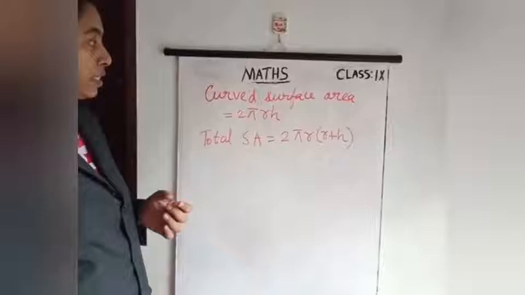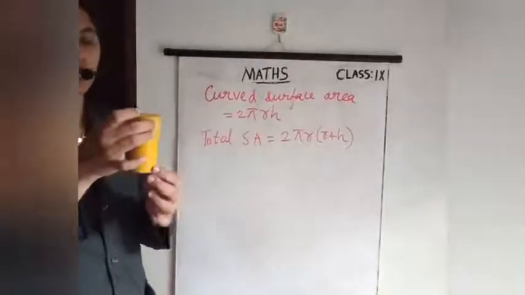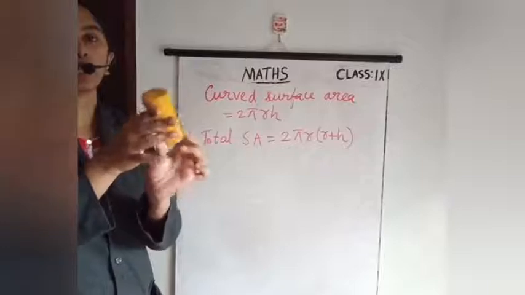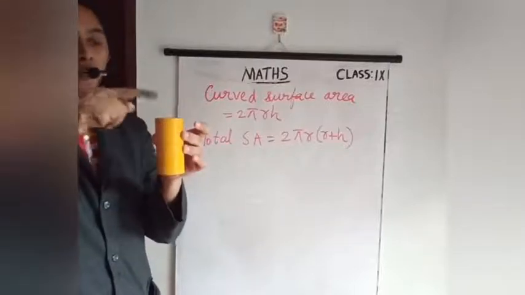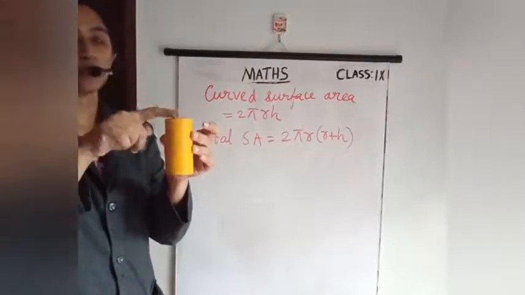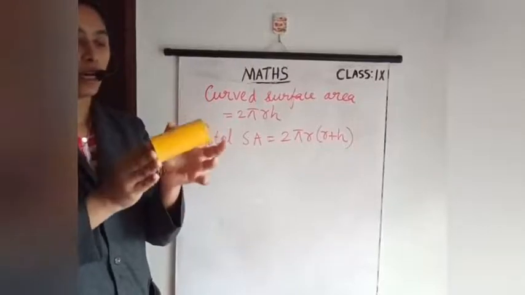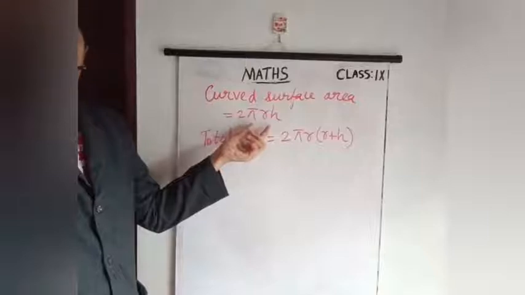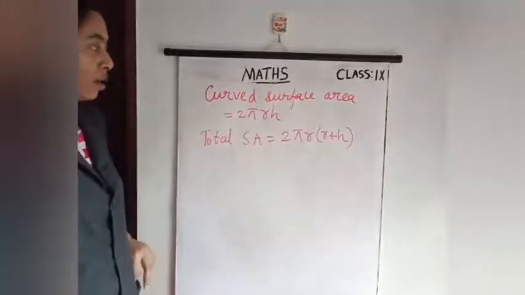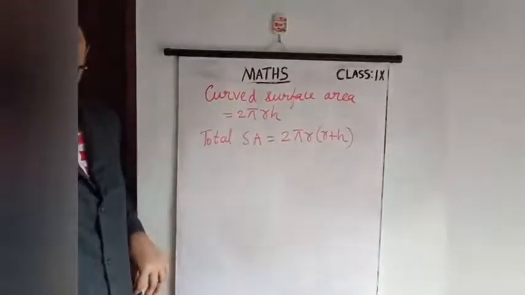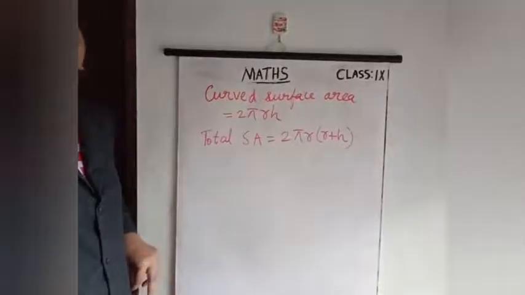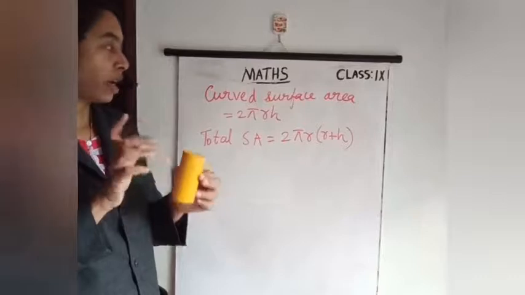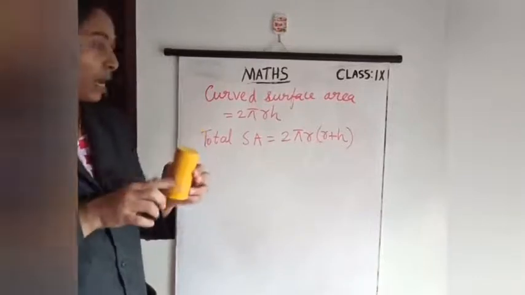So the curved surface area of this cylinder, that is this curved surface, is also known as the lateral surface area, avoiding this circle, this face and this face. The area of this curved surface is 2 pi r h. Pi means 22 by 7 or 3.14. Then r is the radius and h is the height.